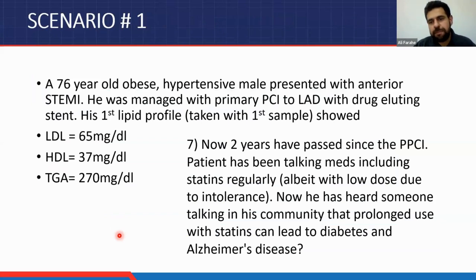So now 2 years have passed since the patient had primary PCI. He has been taking medicine regularly. Now he has heard someone in the community talk about how diabetes and memory loss are quite strongly associated with long-term usage of statin. So let's see these 2 points.